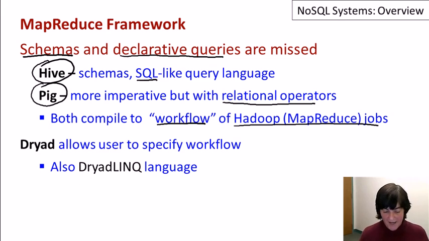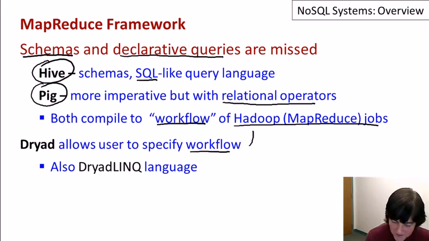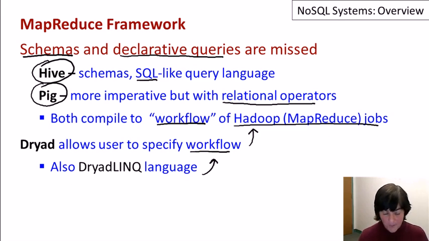There's a system called Dryad that allows users to specify a workflow sort of similar to the workflow that might be generated by Hive and Pig. So it's more general than just one MapReduce job. And there's also a language called DryadLINQ that sits on top of Dryad and compiles to Dryad, sort of in the same way that Hive and Pig compile to a workflow of MapReduce jobs.